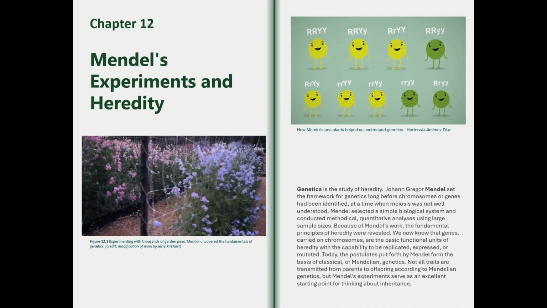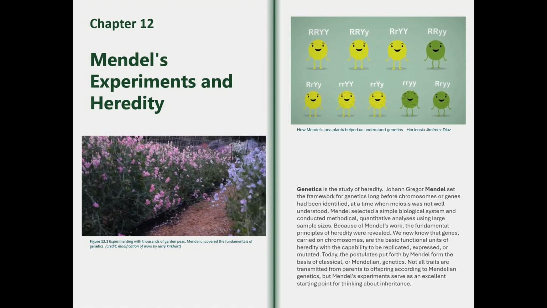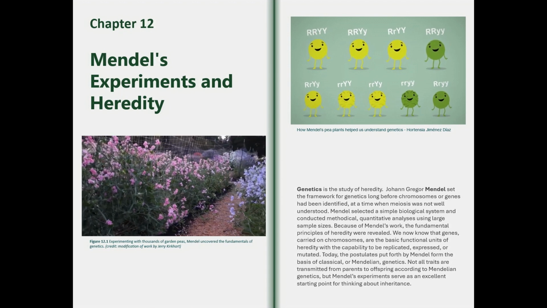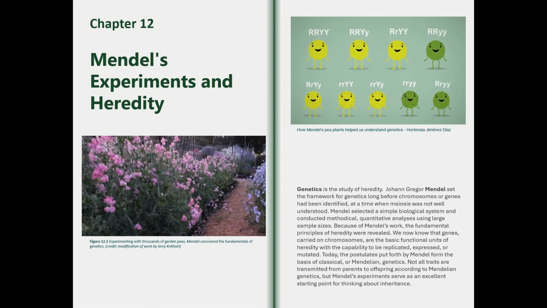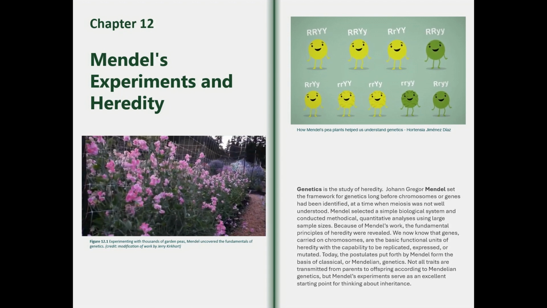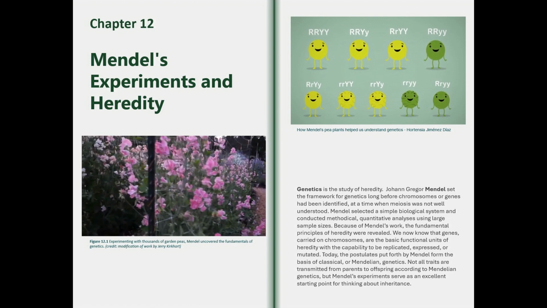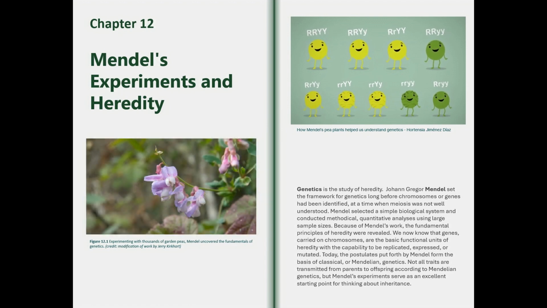We now know that genes, carried on chromosomes, are the basic functional units of heredity, with the capability to be replicated, expressed, or mutated. Today, the postulates put forth by Mendel form the basis of classical or Mendelian genetics. Not all traits are transmitted from parents to offspring according to Mendelian genetics, but Mendel's experiments do serve as an excellent starting point for thinking about inheritance. So let's dive into it.